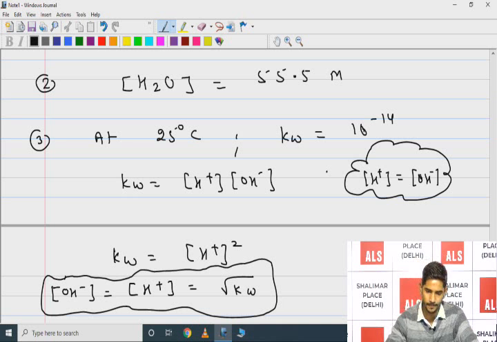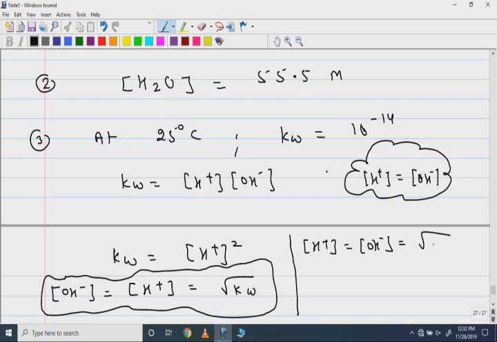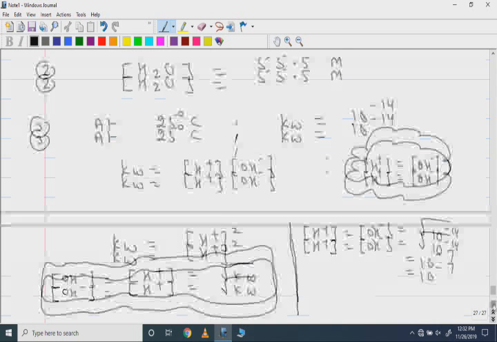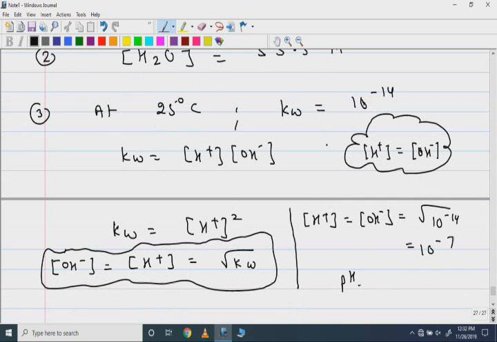You can do it for the OH minus as well. Then we can say H plus is equal to OH minus is equal to what? Under root of 10 to the power minus 14. So this one will be equal to 10 to the power minus 7. So what can we conclude? That pH would be equal to pOH and would be equal to 7. Means this is for water. If this condition is satisfied, it means that it will behave as a neutral substance.